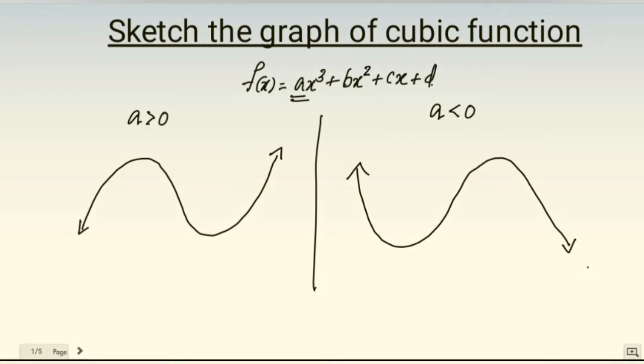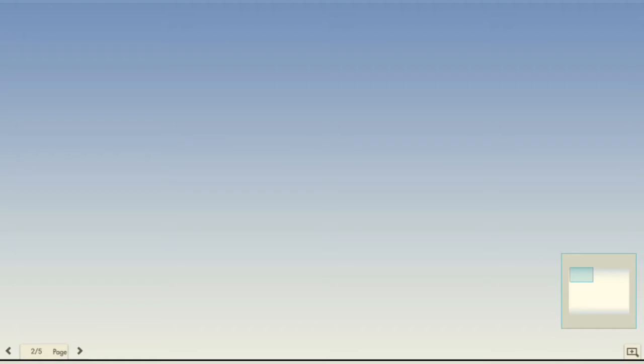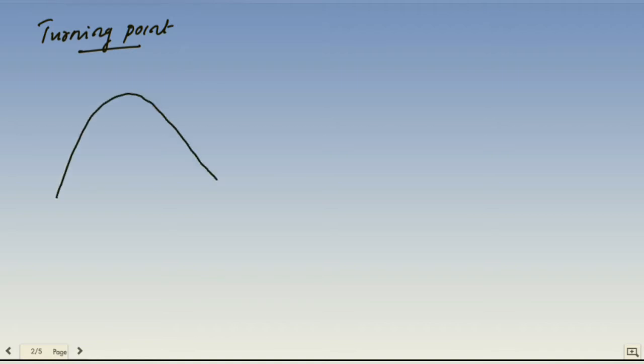Now we move to the turning point of this graph. Like a parabola, a cubic graph also has turning points. Under normal situations, it has two turning points. You can see that one is here, another one is here.